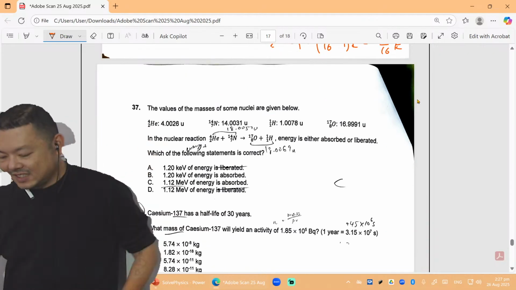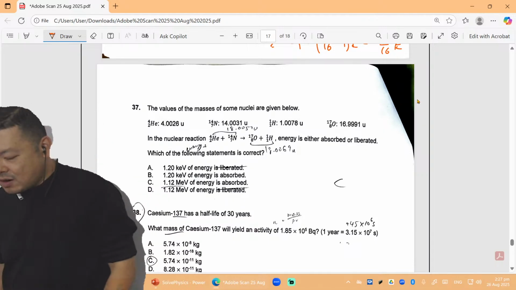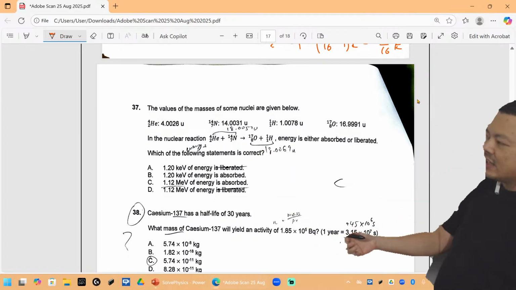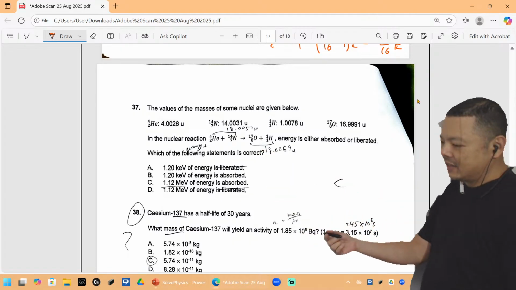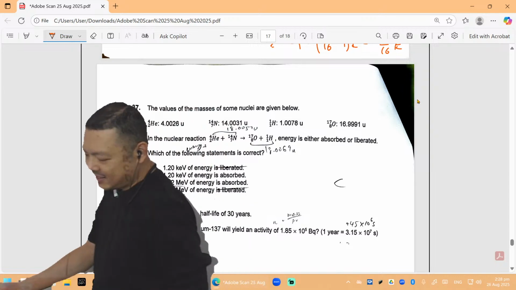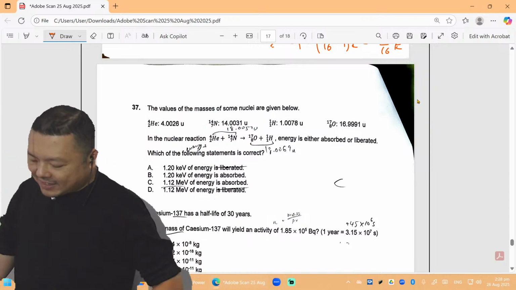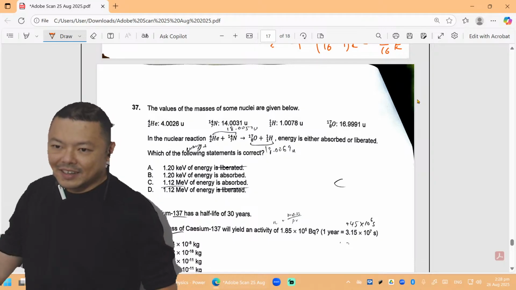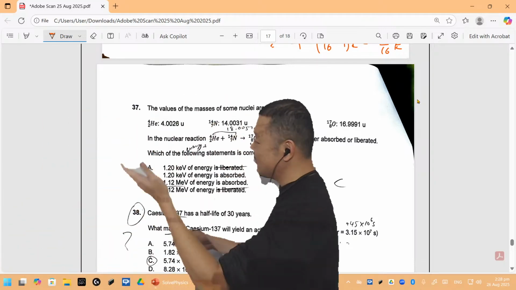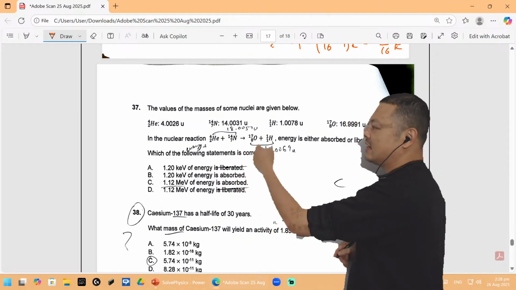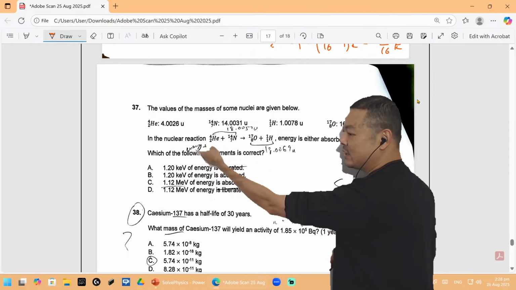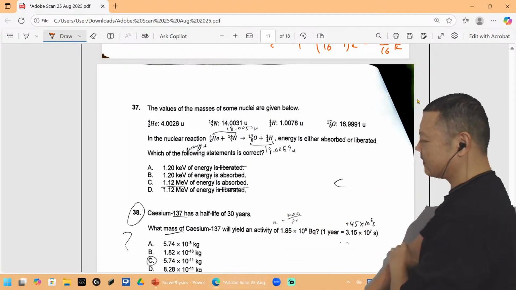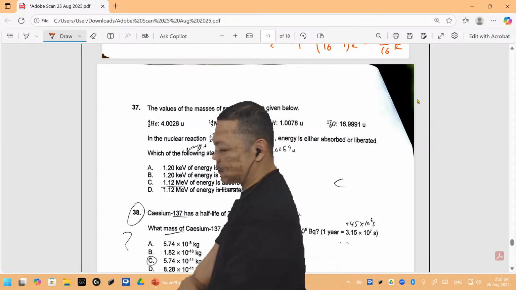Okay, 37. Oh my gosh. This is the exact thing in my notes. This is the transmutation of nitrogen. If anything, you can sort of guess the energy is absorbed. So it's either B or C now, because of the exact example I did in my class. In this transmutation, when you did the masses, the energy was actually supplied. So B or C. It's not liberated, it's not given off.